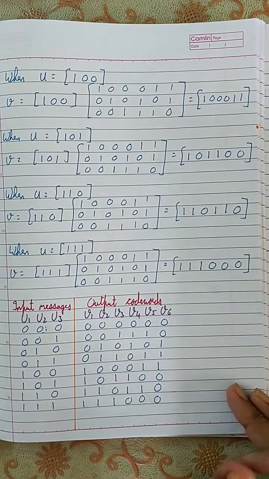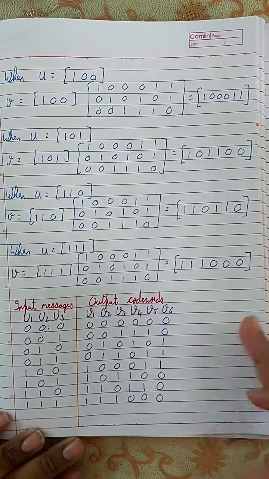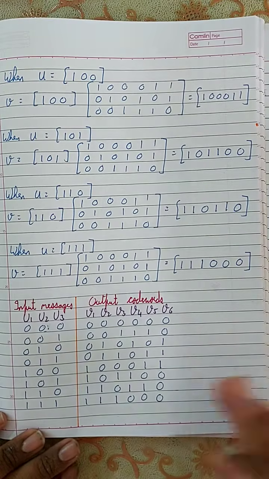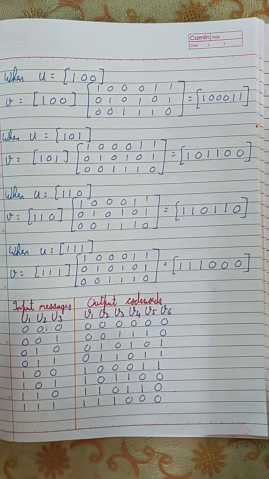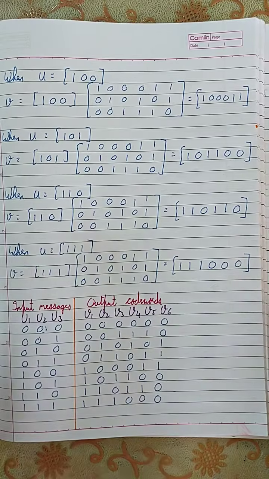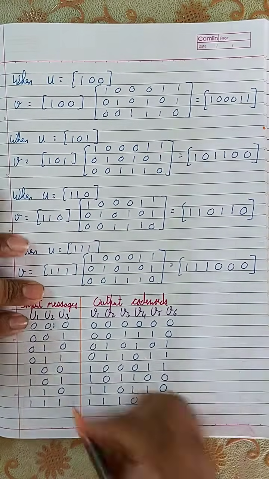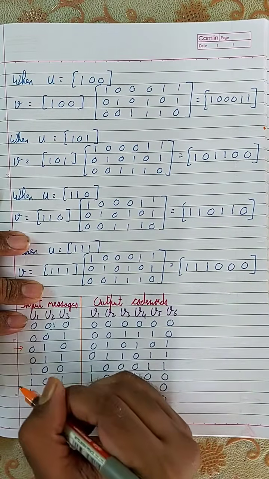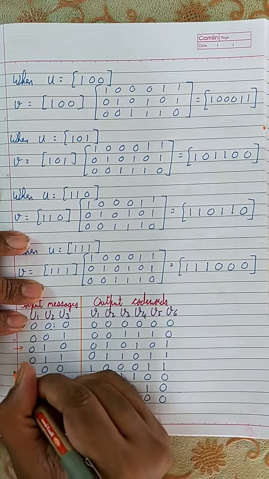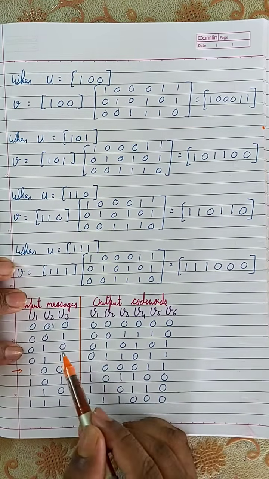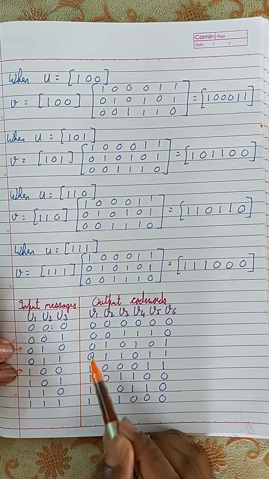So choose any two code words. You can randomly choose any two code words, your own choice. I'm going to randomly choose two code words. Which two code words should I take? Maybe I will take this code word and this code word. I am going to take these two code words and sum them.